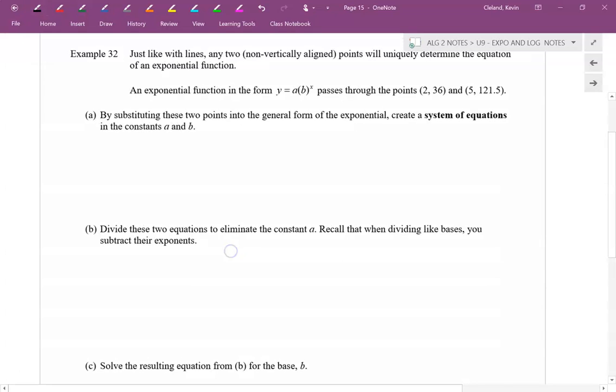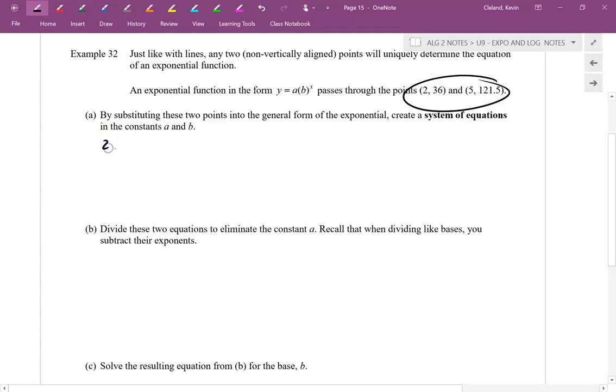Let's see. So here's a scenario where we just have 2 points and we don't have that wonderful x equals 0 value, that y-intercept. So we kind of have to work around that. So what we're going to do is substitute both of these points in, create a simple little system of equations that's pretty quick and easy to solve. For b, plug that in and get a.